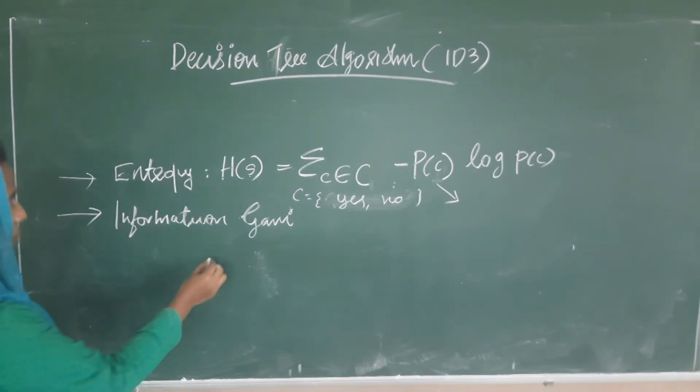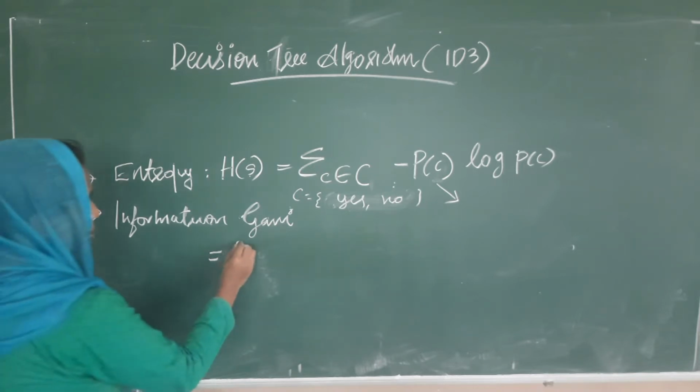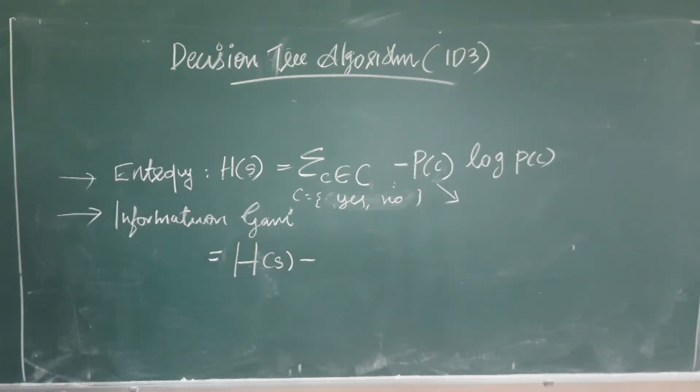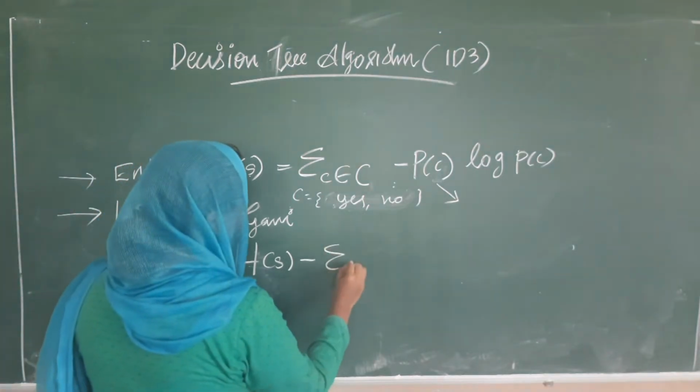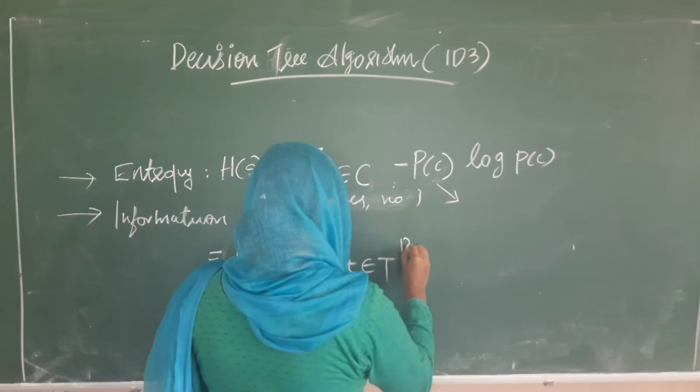So then, while taking an attribute for splitting, we take the attribute with minimum entropy, because entropy is the degree of uncertainty. So we take the attribute with minimum entropy or maximum information gain. So the formula for information gain is actually H of S, that is this entropy, minus the sum over T, an element of capital T, of probability of T into H of T.